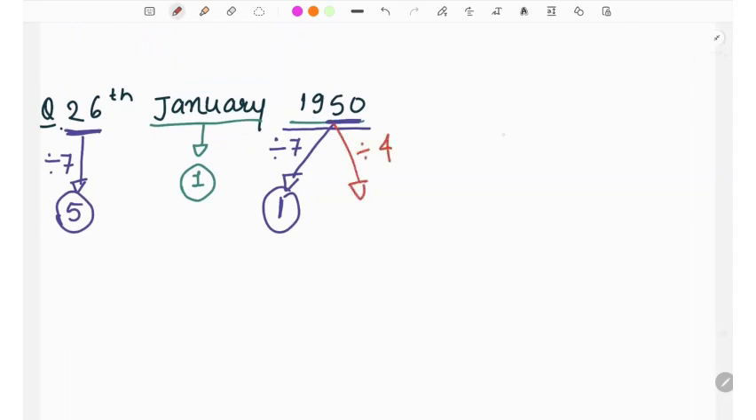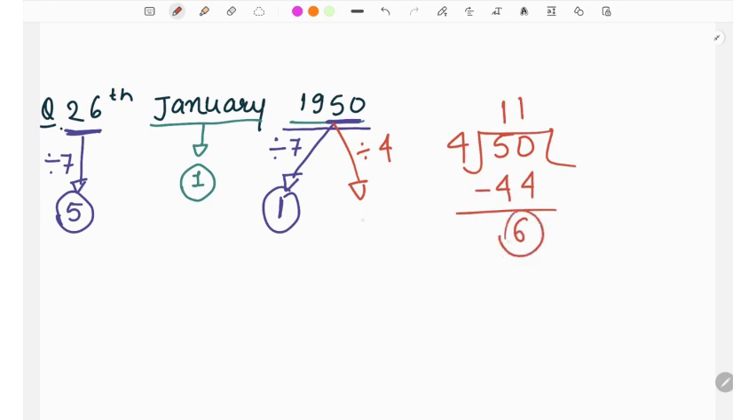After I divide 50, the last two digits of the year, by 4, what is important for me? The quotient. 11 4s are 44. What is left? 6 is left. So is 6 important? Wrong. The quotient is important for me. So here the code is equal to 11.